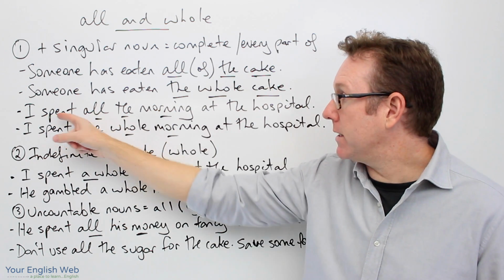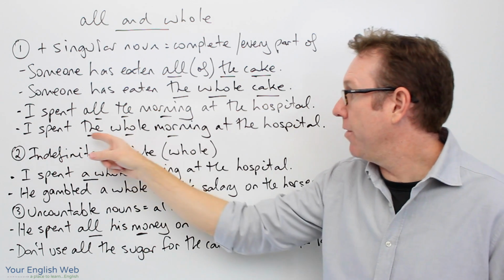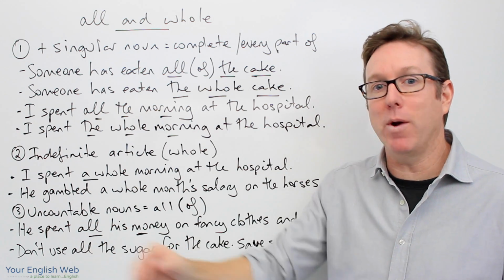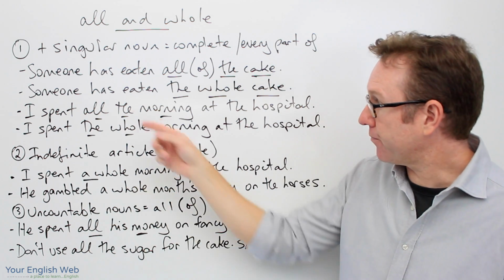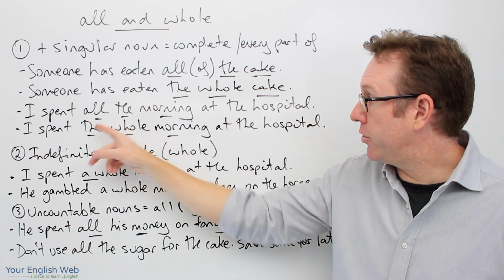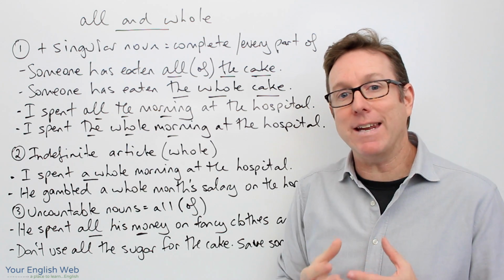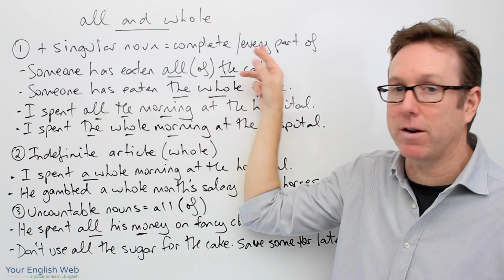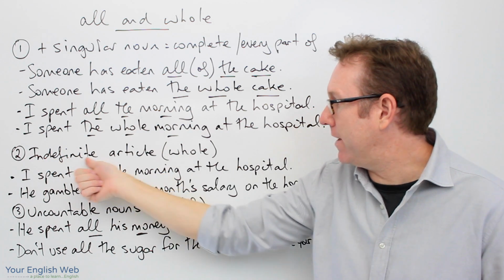Another example. I spent all the morning at the hospital. I spent the whole morning at the hospital. The same thing. The complete morning, all the morning, every part of the morning I spent at the hospital. So again, all determiner noun, determiner whole noun or article. Okay? So that is the way that we use this structure here, plus singular nouns to mean complete or every part of.